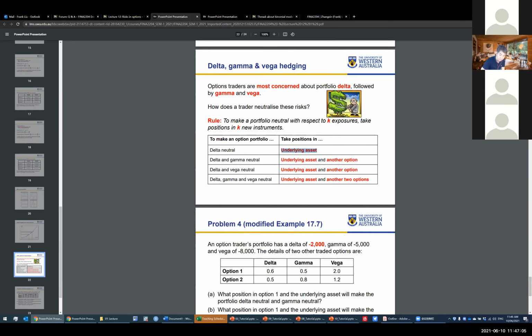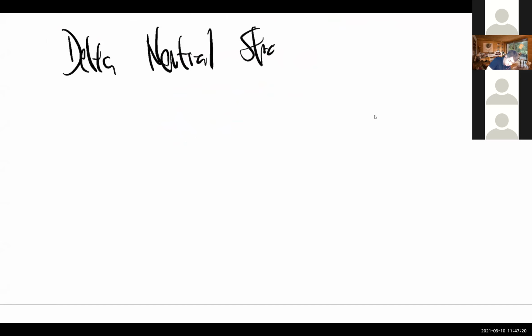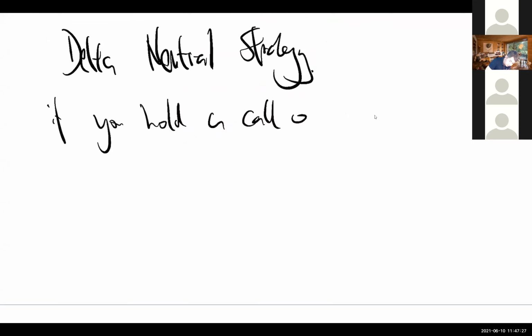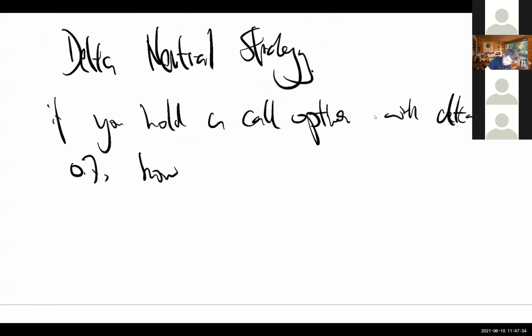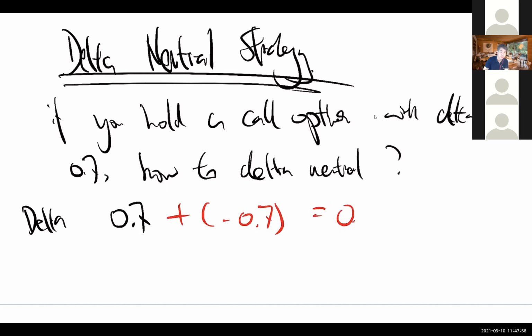Let me just write it down. It's actually very, very straightforward. Don't overly complicate it. Let's just say if you hold a call option, think of a call option portfolio with delta 0.7, how to make it delta neutral. Just write it simply. In this case, I know I have 0.7 delta at the moment. I know that I want it to equal zero. That's my goal here.